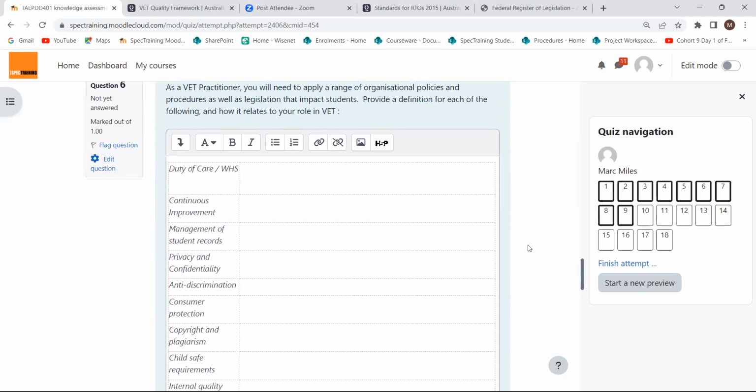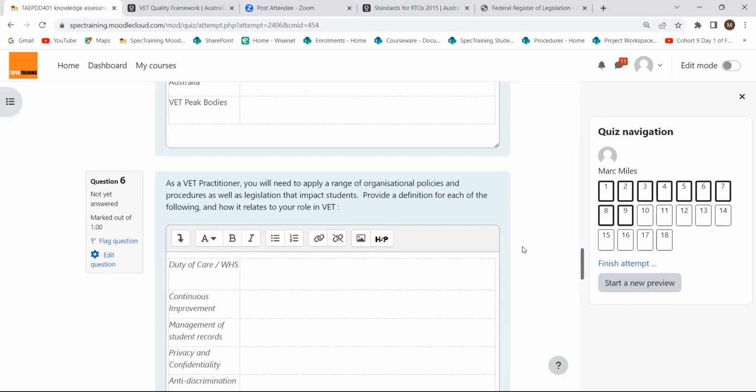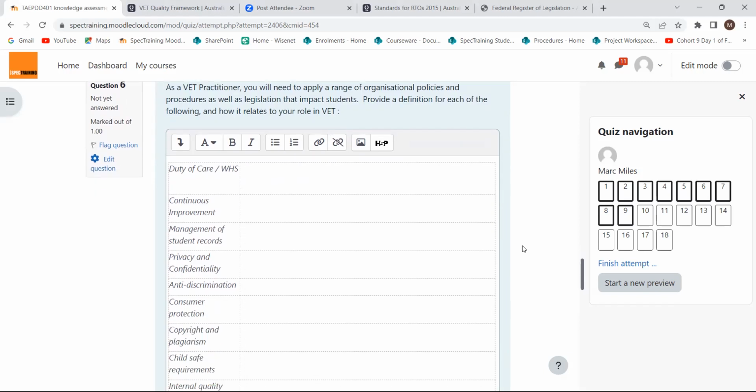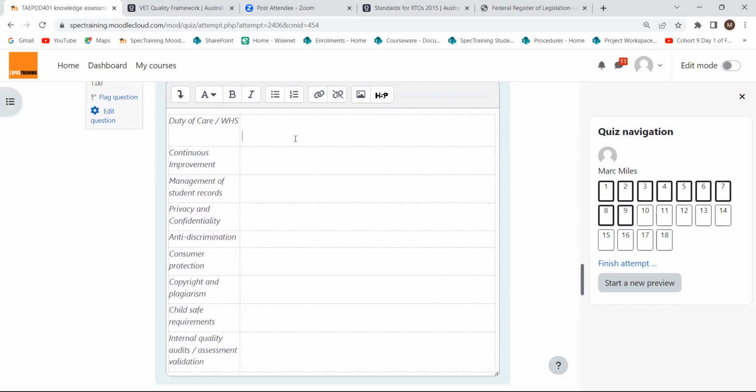Question 6, it says, as a VET practitioner, you will need to apply a range of organizational policies and procedures, as well as legislation that impacts students. Provide a definition for each of the following and how it relates to your role in VET. All right. So we've got duty of care.